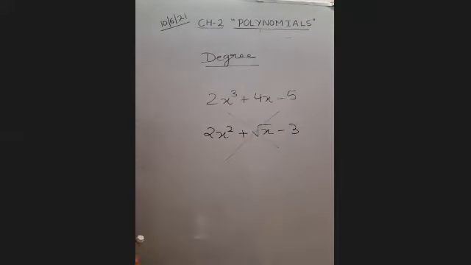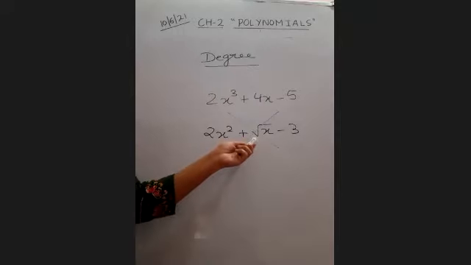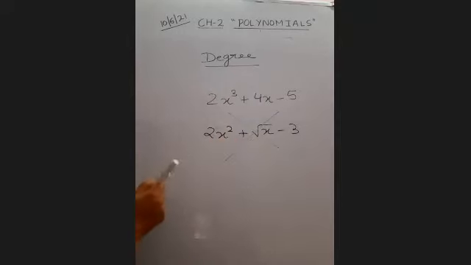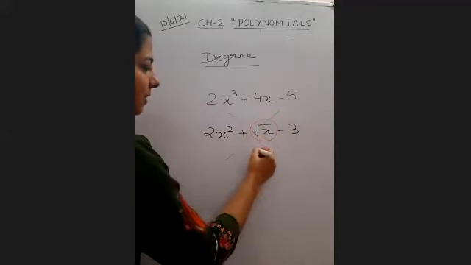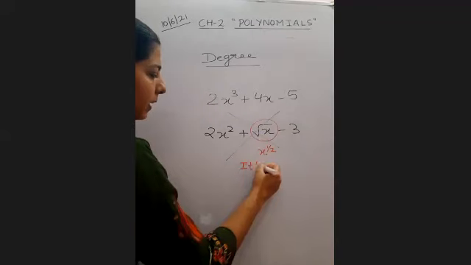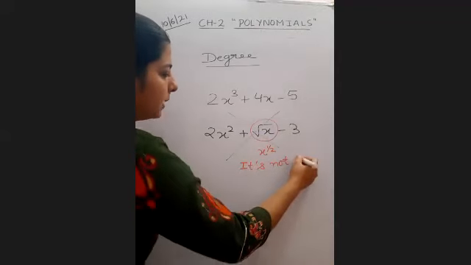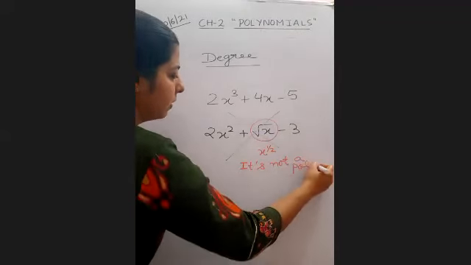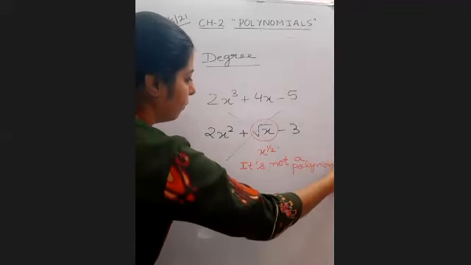First of all, ma'am, it tells me not one thing. Is it a polynomial? No, ma'am, it is not a polynomial. Root x, which means x raised to the power half, is not a polynomial, beta. And when it is not a polynomial, how can we talk of its degree? So you have to be careful with this thing.